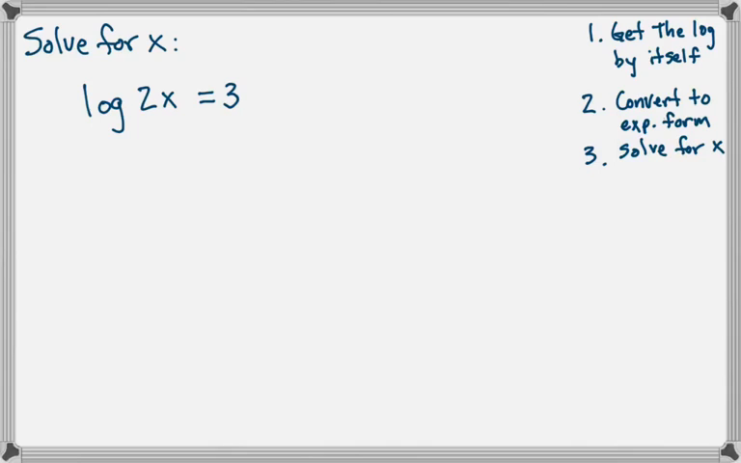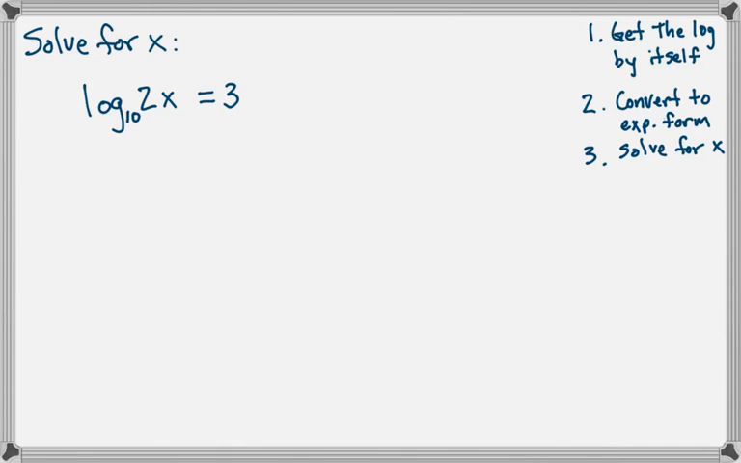In this example, to solve for this logarithm, it's log base 10 of 2x equals 3. First thing I always want to try to do is get the log by itself. That means that there's no addition or subtraction on the outside of the log, and that's already done here. Now, if there is no number written in the base, it's automatically base 10. So if you want to write that in there, you certainly can. You can write that as a base 10 right there.